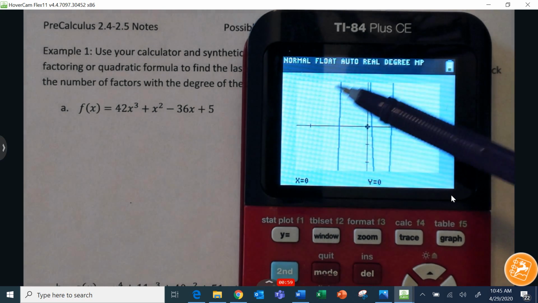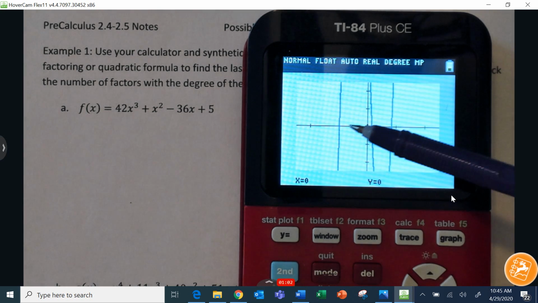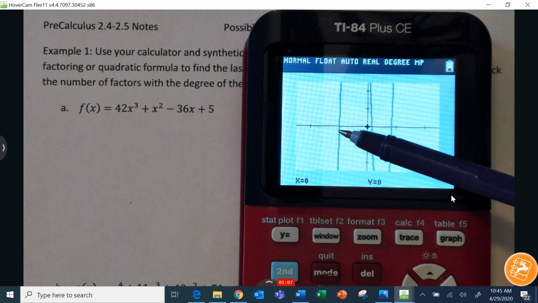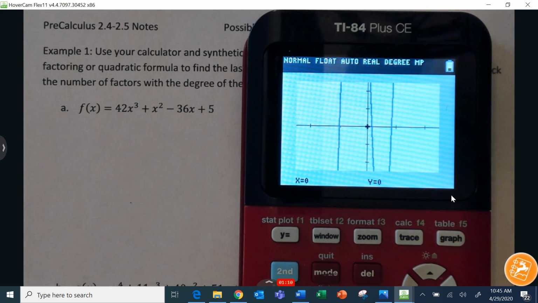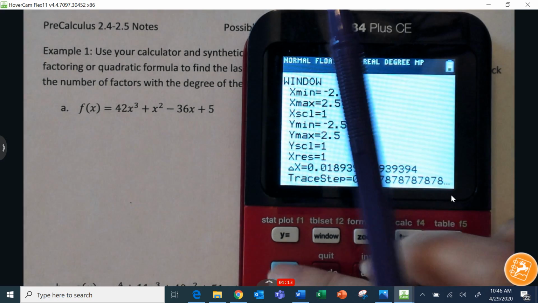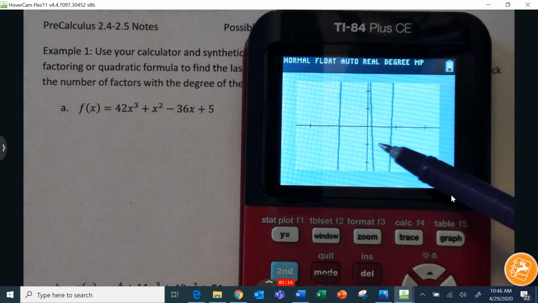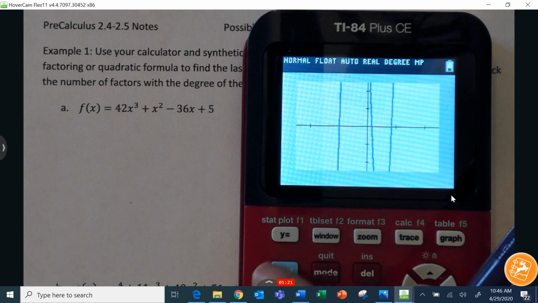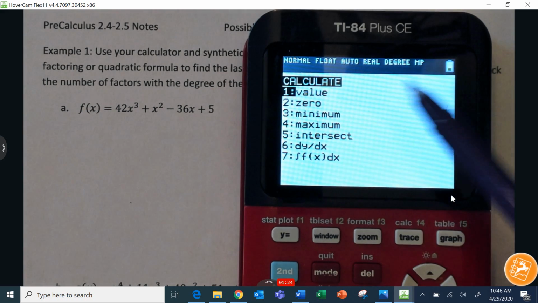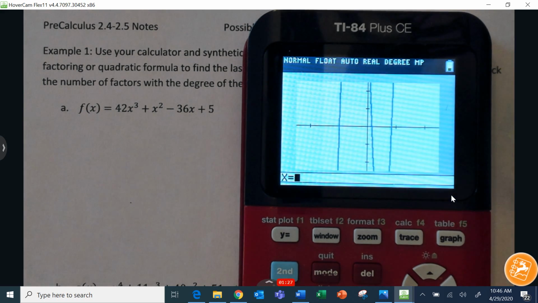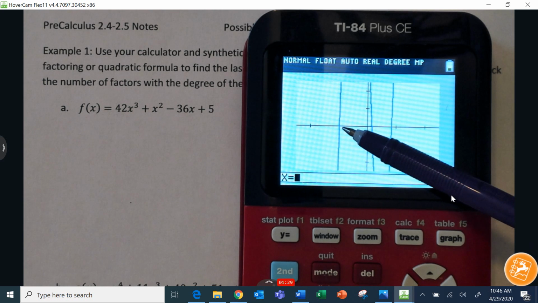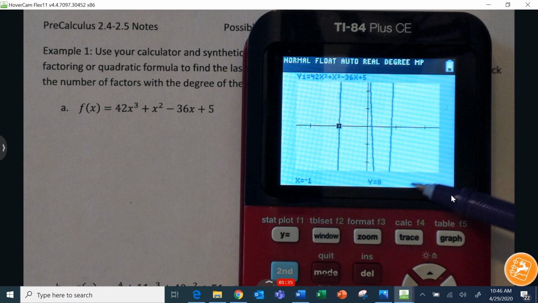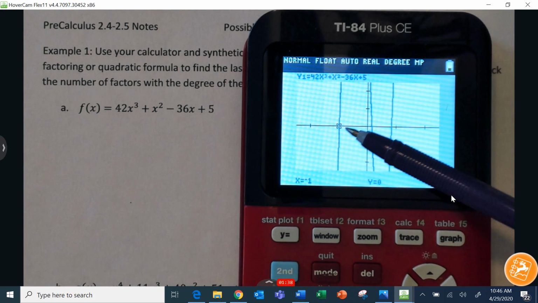And I always work left to right. The first one that I come to, I think there might be a zero here at -1. Sorry, at -1. There's a couple different ways I could test that to make sure that I am correct. If I do second trace and I do value number 1, if I type in what I think that is a 0, like if I type in -1, it will tell me if x is -1, then y is 0. So that is telling me, yes, that is a 0.